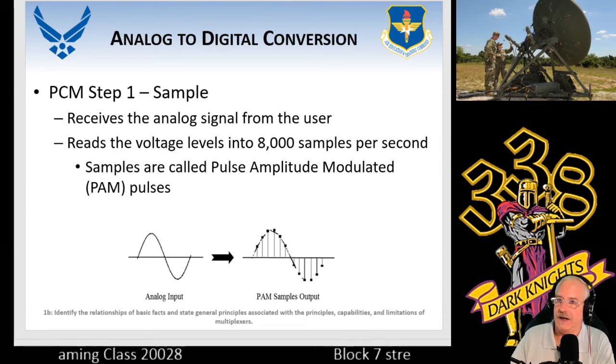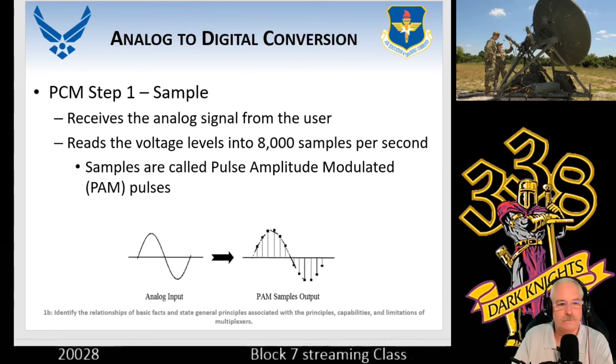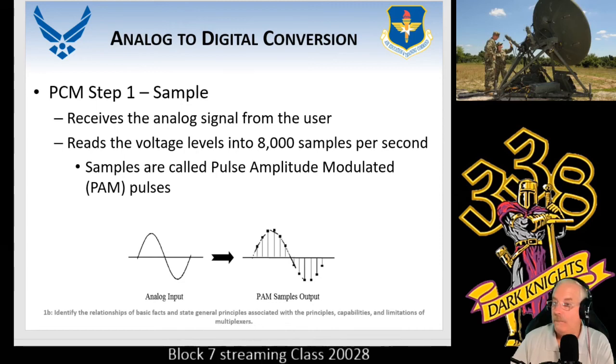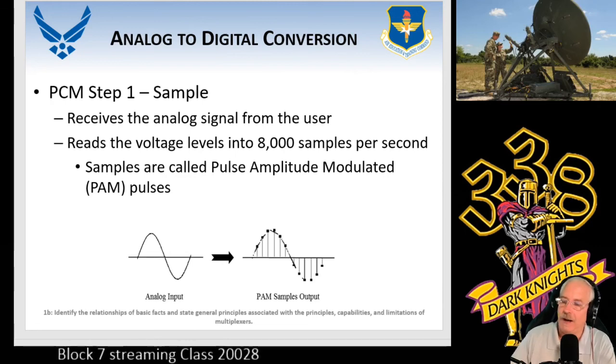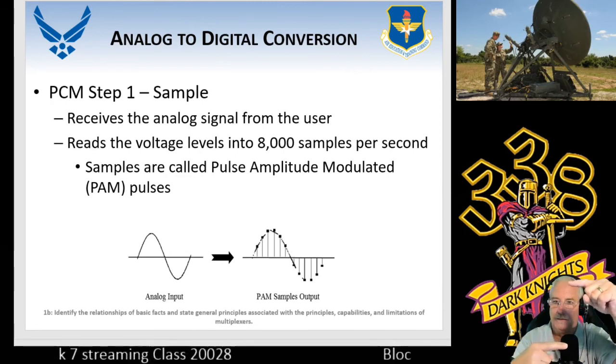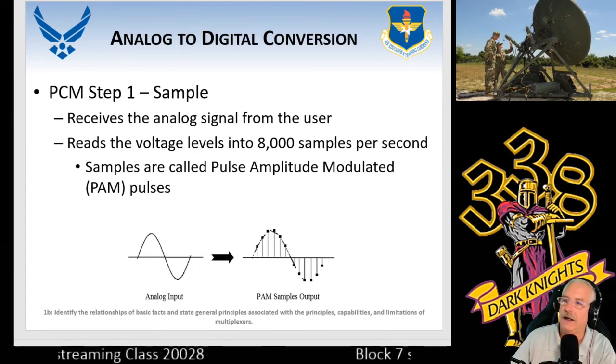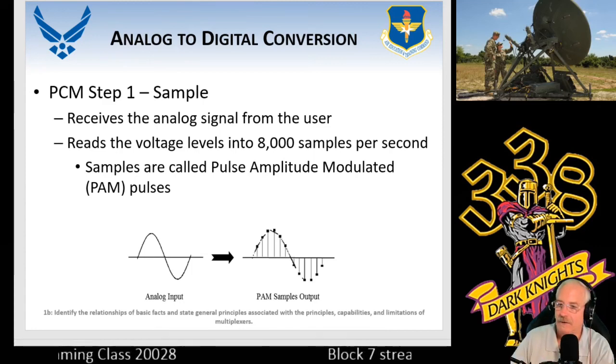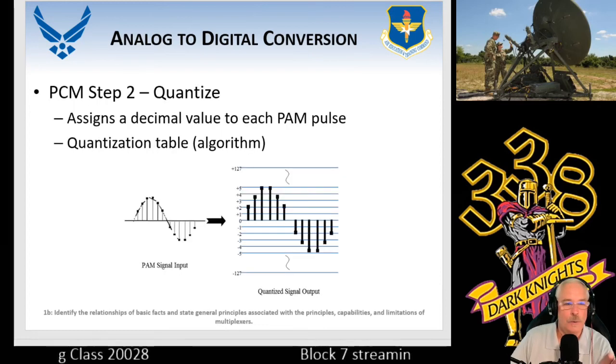The first step, which is sampling, we're going to take that analog signal and divide it up into 8,000 samples per second. Depending on the waveform, we're going to capture it using what's called a pulse amplitude modulated device in order to measure where that 8,000 times a second falls. PAM meaning this way, up and down. So we're looking at that signal, taking a sample of it 8,000 times a second. We're going to go to step 2.